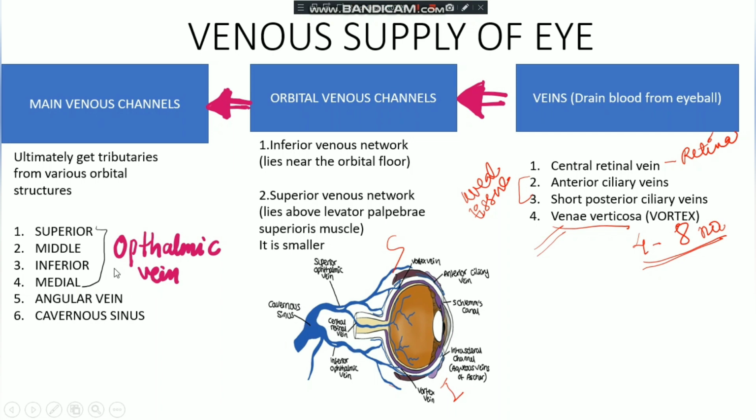Now, out of these veins, usually the superior ophthalmic vein is the largest and the principal vein. It is the principal vein of the eye. So this was all about the venous supply.